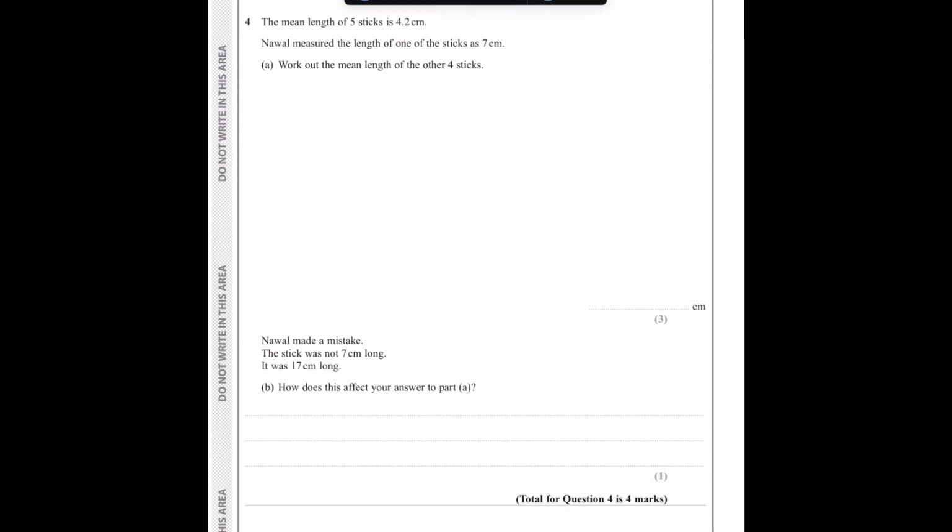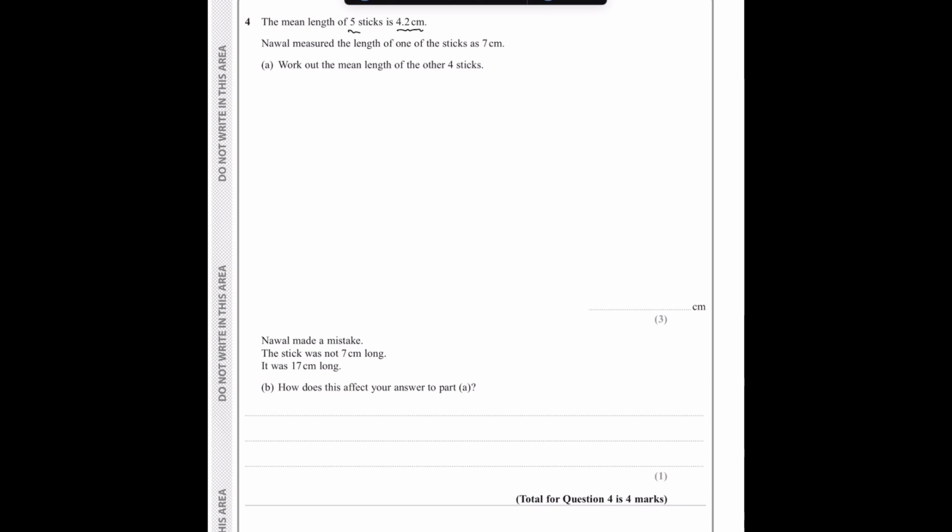Moving on to question 4 now. Part A says, the mean length of 5 sticks is 4.2 centimeters. Narwhal measures the length of one of the sticks as 7 centimeters. Work out the mean length of the other 4 sticks. So, the first thing we need to do is think about why the examiner has given us these details. The first thing is, we've been told what the mean is and the number of sticks that has been measured.